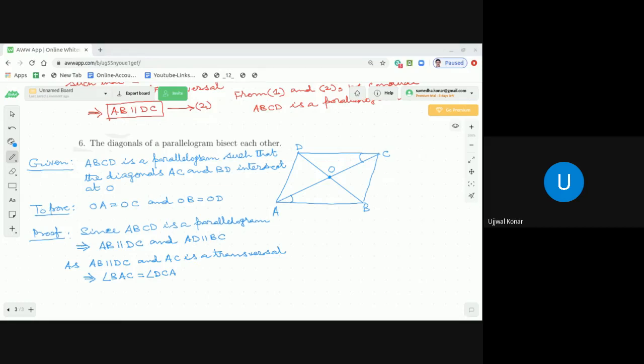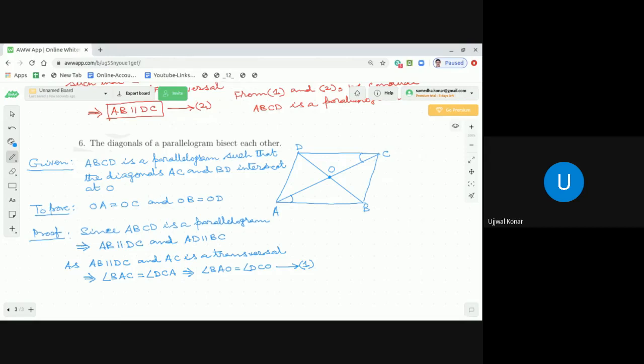And now angle BAC, from here what we can say is that is angle BAO. From here you can write that angle BAO is equal to angle DCO. Correct? Obviously it is correct. So let's keep this as equation 1. So in equation 1, what we get, dear students, is that angle BAO is equal to angle DCO.